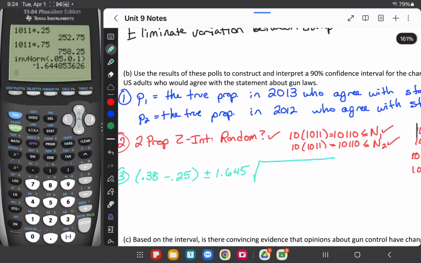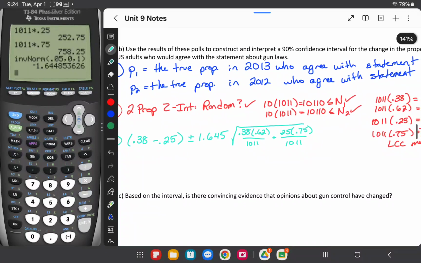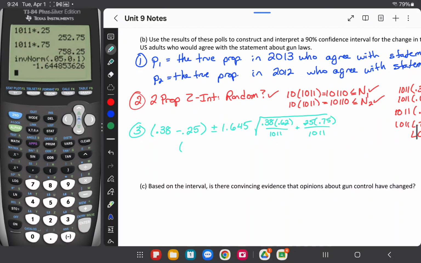I'm going to zoom in a little bit to make that easier to read. And that's going to be where we're taking 0.38 times 0.62 over 1011 plus our 0.25 times 0.75 also over 1011. And then to simplify this interval, we'll go ahead and then put it into our calculator. First of all, 0.38 minus 0.25 would be equal to 0.13. So there would be our point estimate for our difference in the proportions.